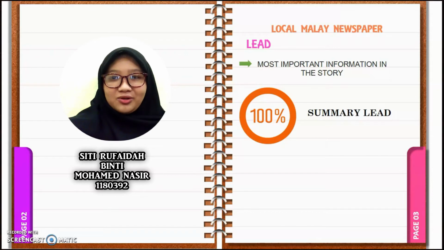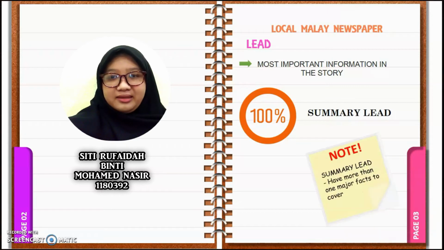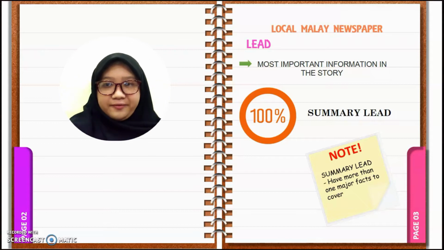Leads on news stories answer 5W plus 1H questions, which are who, what, when, where, why, and the 1H is how. Here, I also state the features of the summary lead. The summary lead has more than one major fact that needs to be covered and outlines the news story in a brief paragraph.